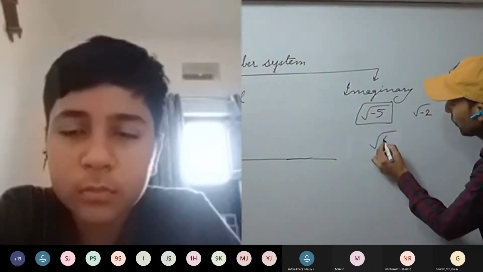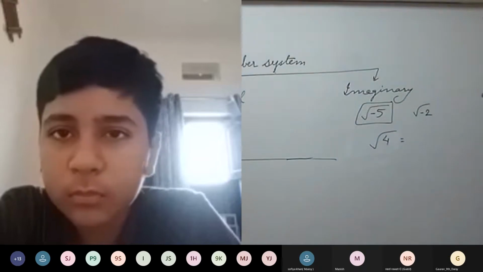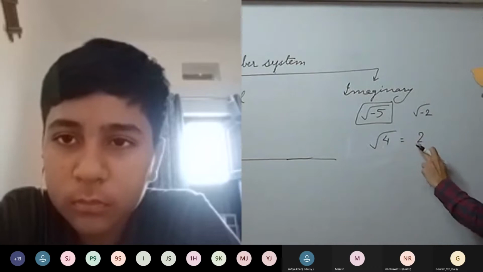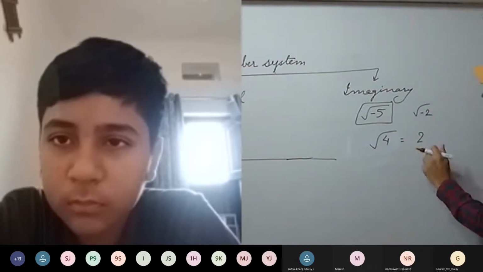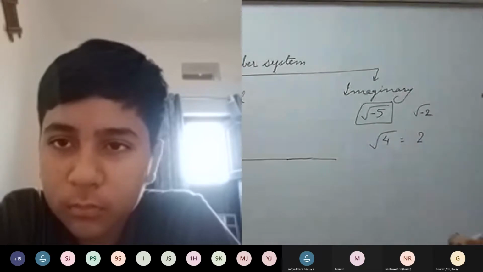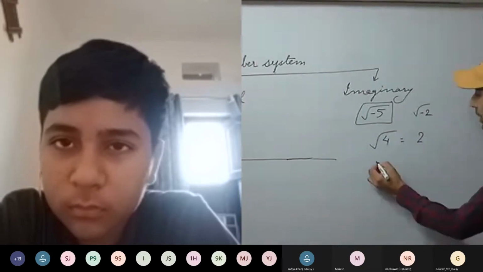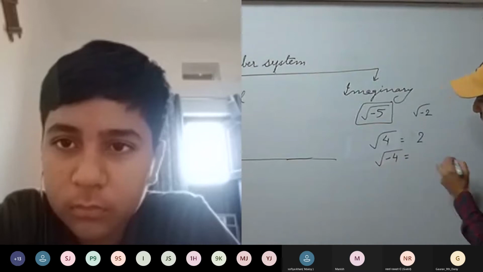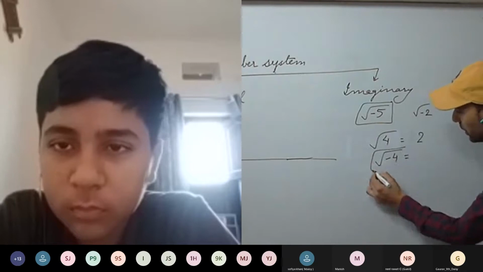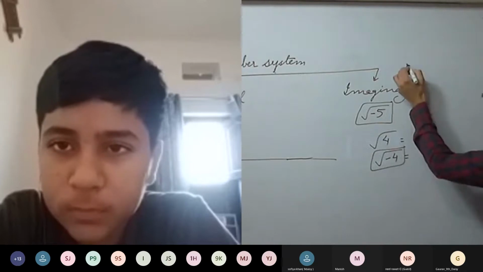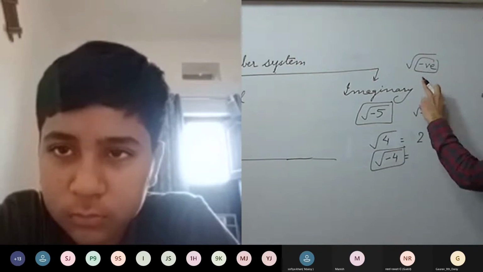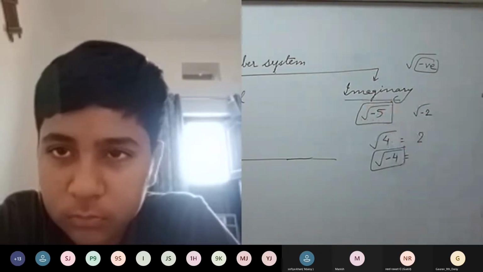Or for example, root of 4. We can take root of 4. It can be plus or minus 2. Root of 4 is plus or minus 2, or simply we can say root of 4 is 2. But if I ask you what will be the root of -4, can we take root of -4? It is not possible. So such numbers, that is root of any negative number, are called imaginary numbers.